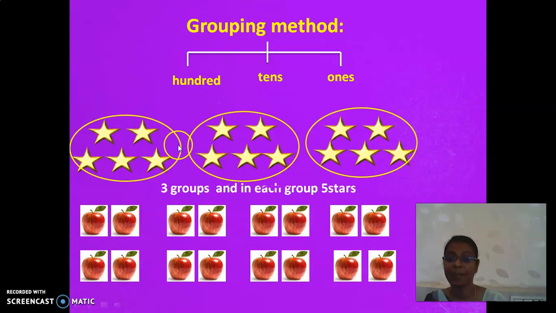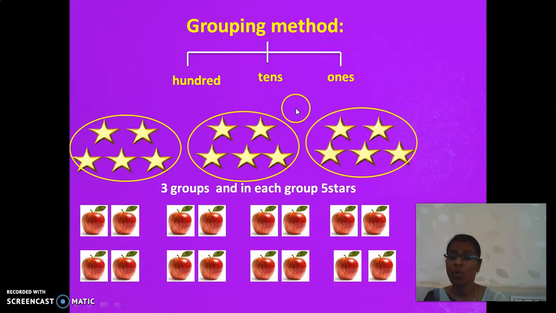Yeah, I can represent that as 3 groups. How many groups are there totally? I have 3 groups. Can you see here? 1, 2 and 3. In 3 groups, I have 5 stars.